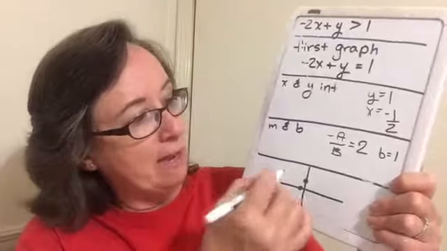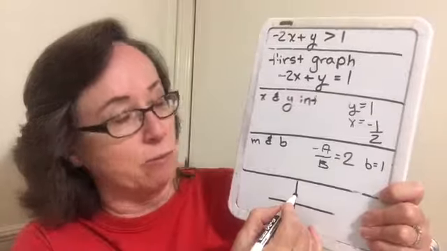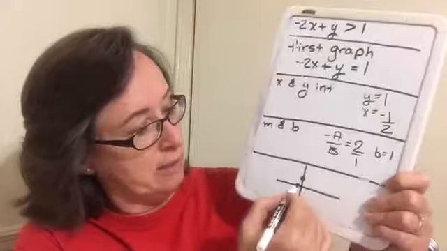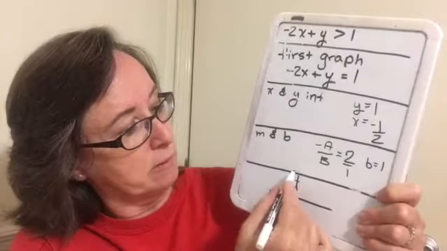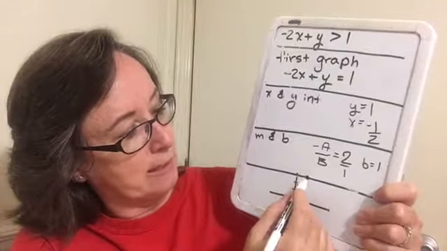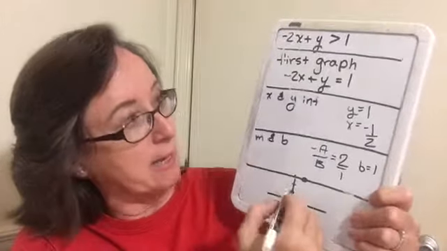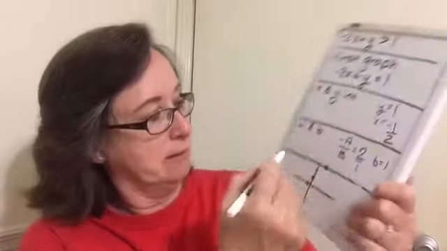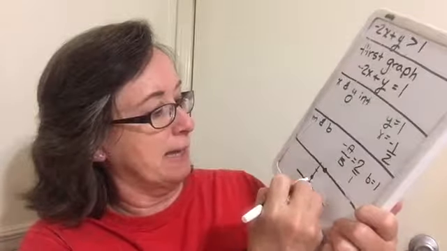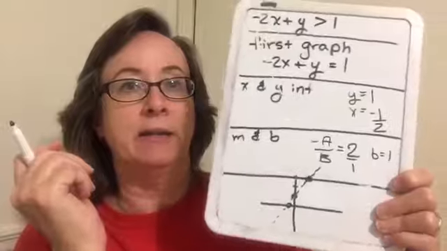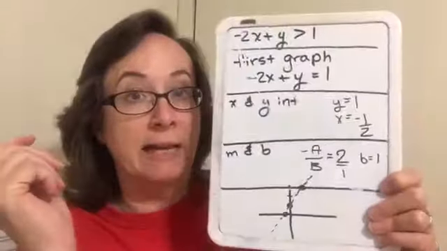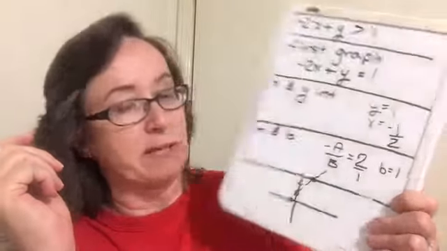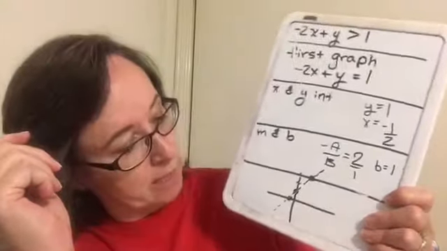So now, if I start at my y-intercept of 1 and I go up 2 over 1, there's another point. And my line here is going to be a dashed line. So I'm going to go ahead and make my line dashed here, showing that the line is not part of the solution. Okay, so then I have to figure out which way to shade that line.